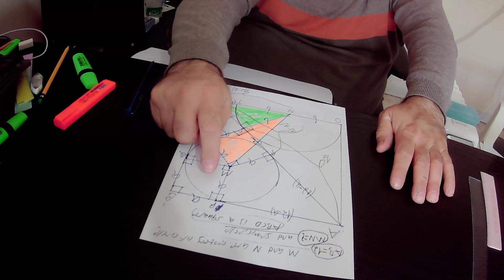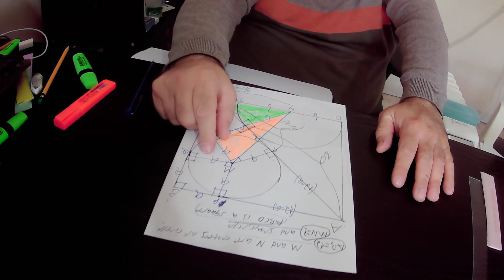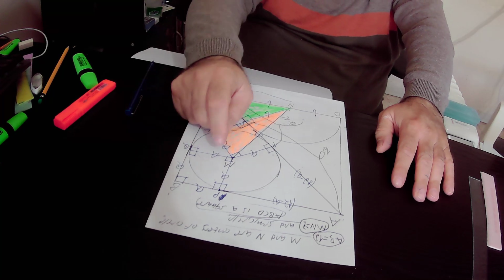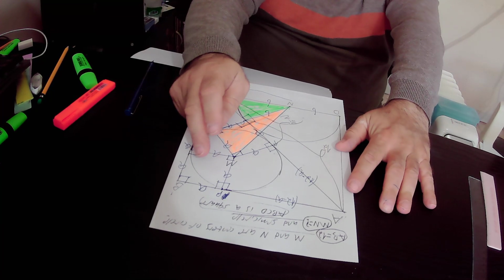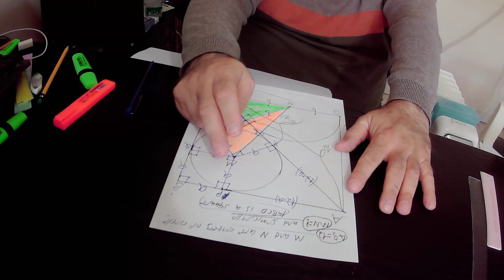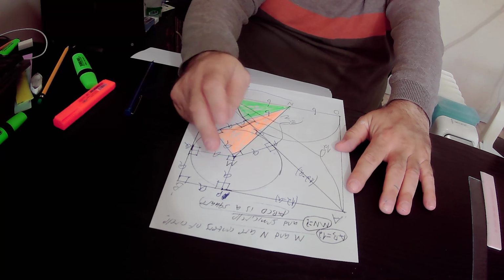Then we defined PB as a. So if PB equals a, and we know also that AB equals 12 units, therefore AP will be equal to 12 minus a.